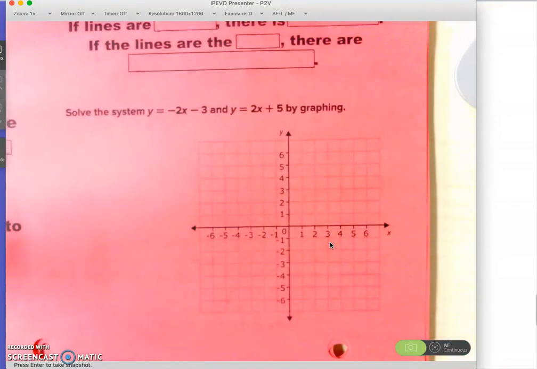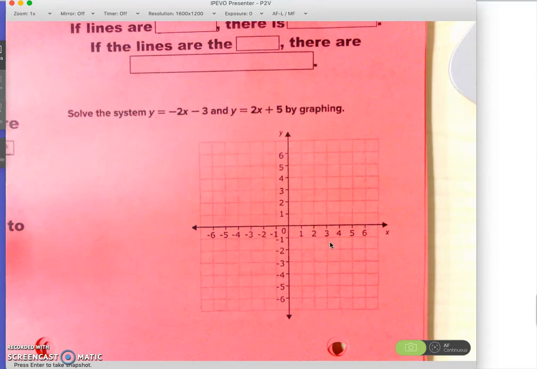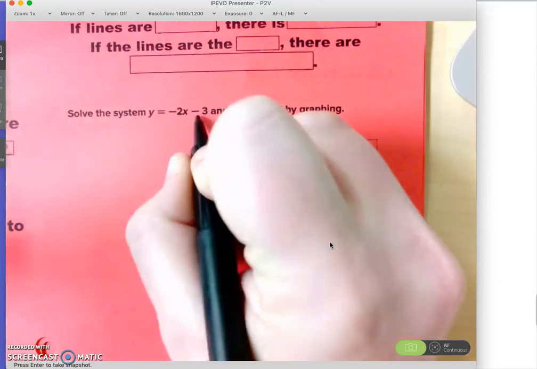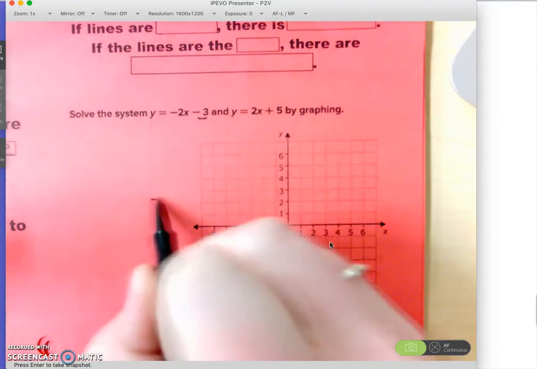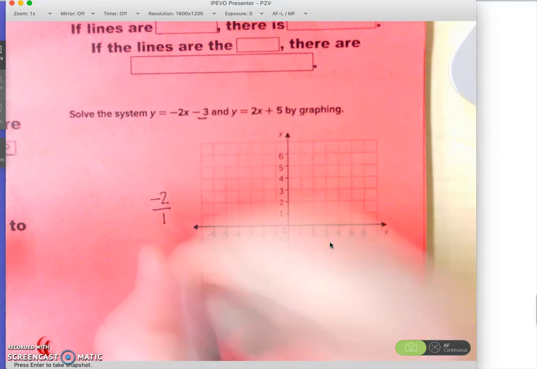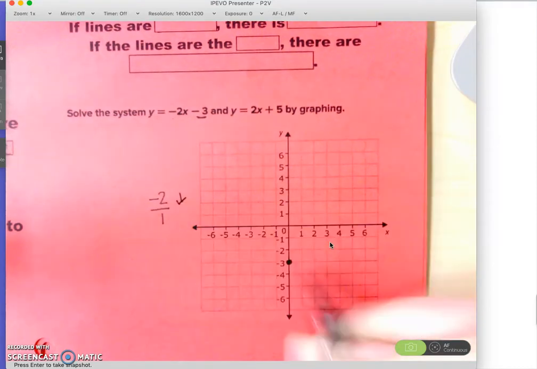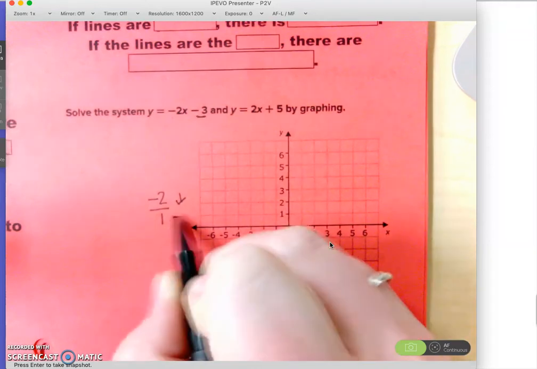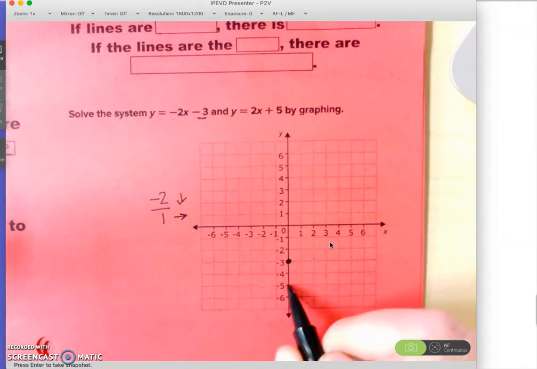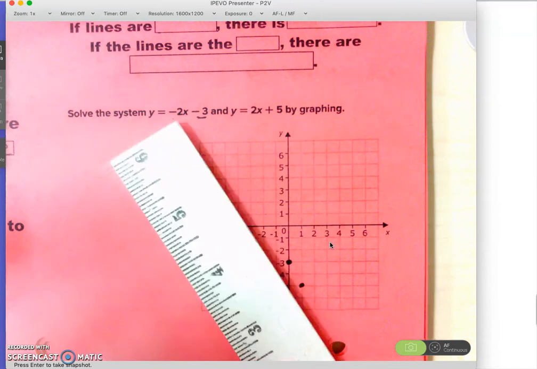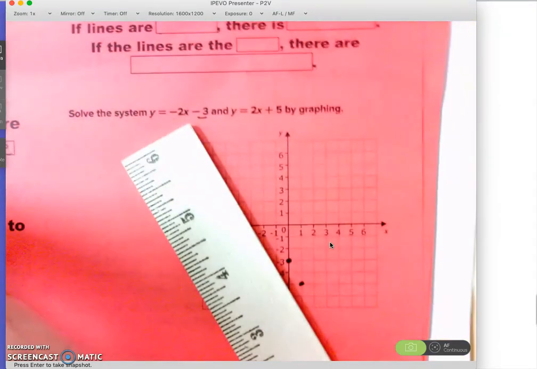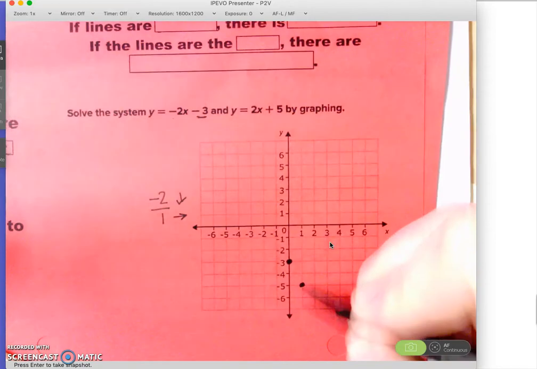y equals negative 2x minus 3 and y equals 2x plus 5 by graphing, you first need to start with that y-intercept. So I'm going to put a point at negative 3, and then I'm going to use the slope of negative 2 over 1. And remember, the negative 2 means I go down 2, and then I go to the right 1. So down 2 to the right 1. I can use those two points to create my line, or I can continue going down 2 over 1.